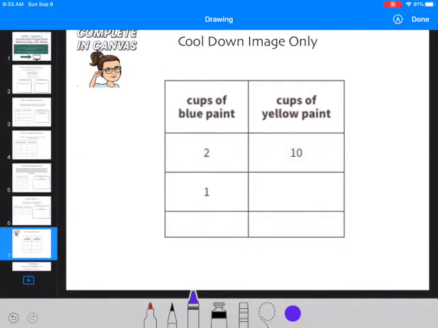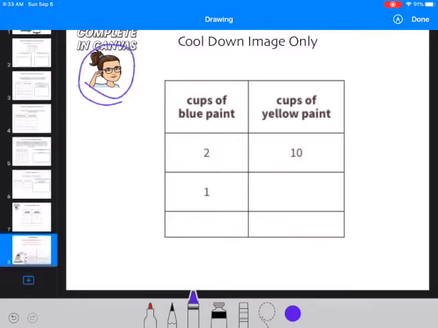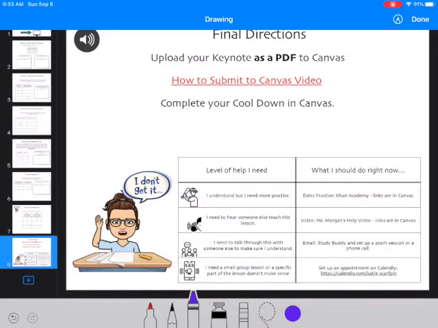So here's your cool down image. You guys are going to work on cups of blue and cups of yellow paint, and you're going to answer the question that they have on Canvas. Remember, you're completing it on Canvas. Then you need to export this as a PDF. Here's a video that shows you how to do that. There's extra practice for Khan Academy, Mr. Morgan's help video. You can email a study buddy, or you can set up an appointment with me on Calendly, and I'll be glad to work with you one-on-one.